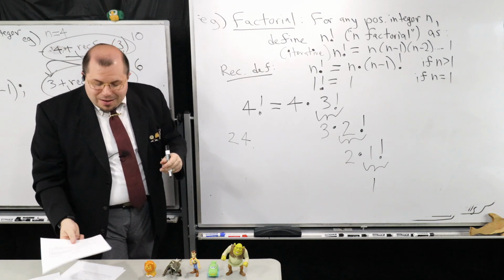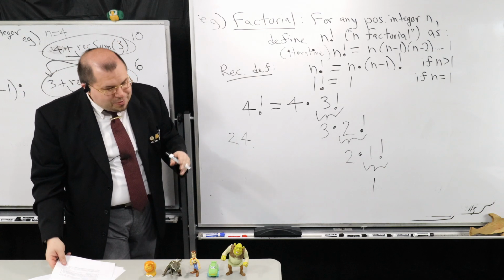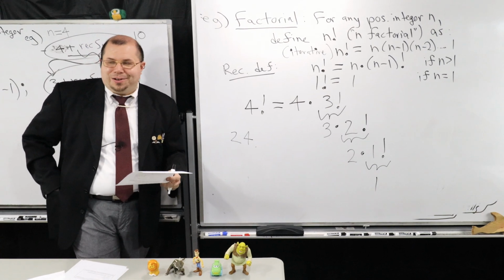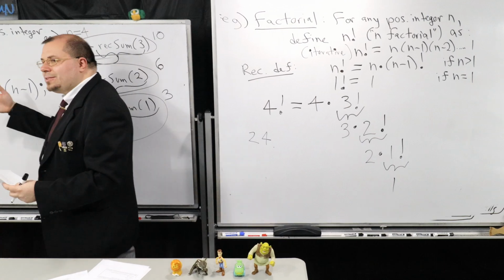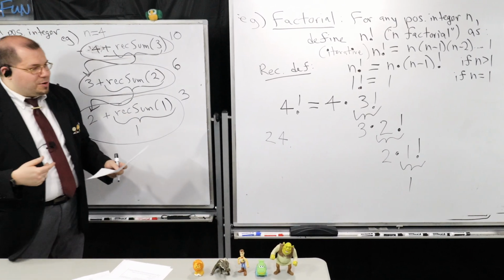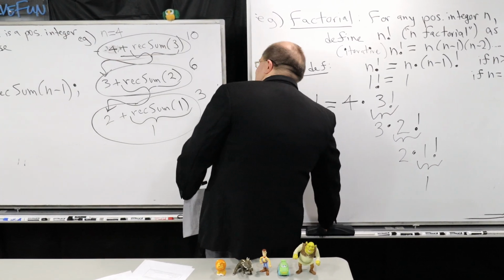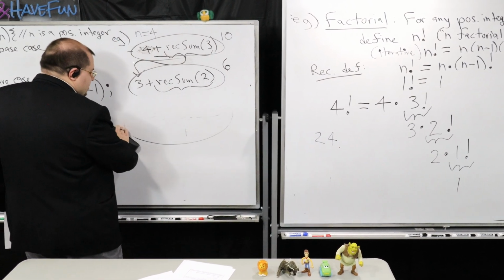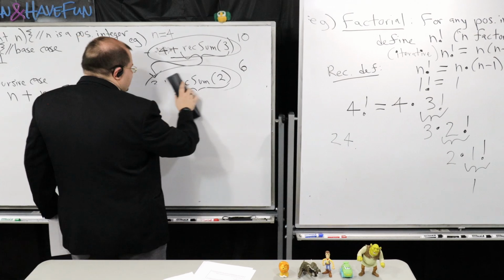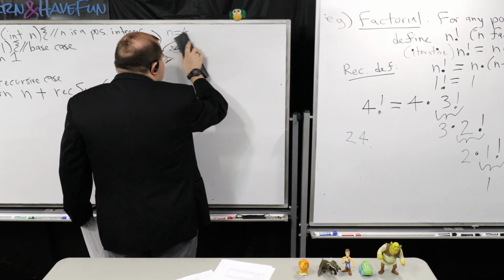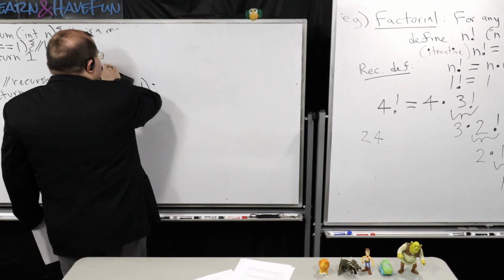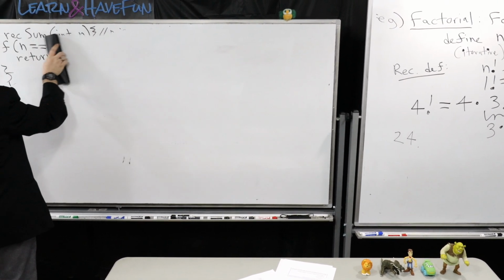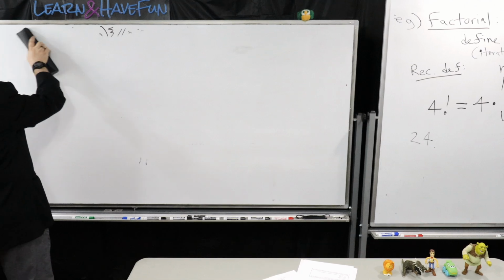So let me write out some pseudocode for factorial. Rather than writing in C++, I'm going to write it in pseudocode, because you can see now that it's just a function call. That's all it is. We're using the same name and same signature, just with the exception that we're changing the input parameters, because we want to make it smaller.